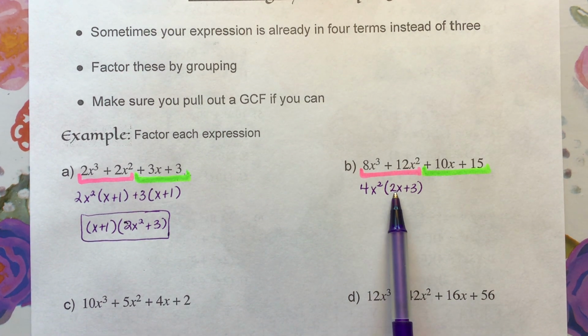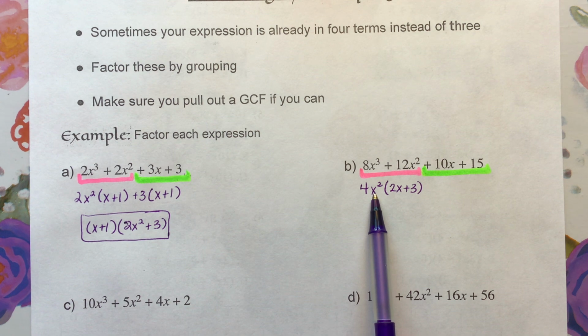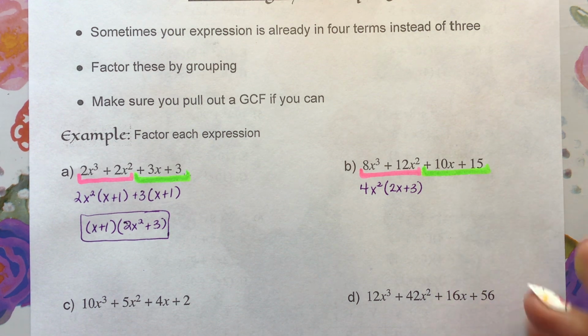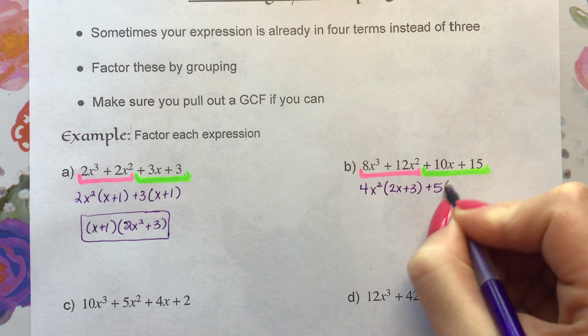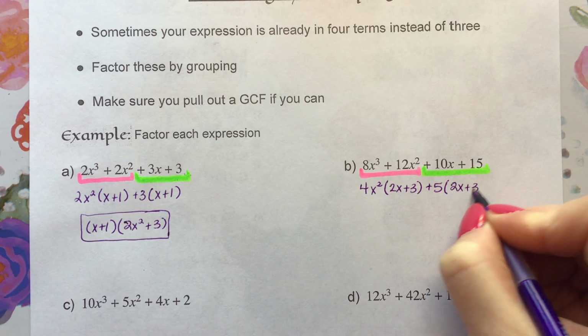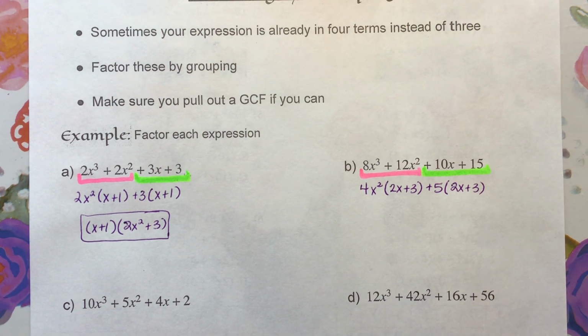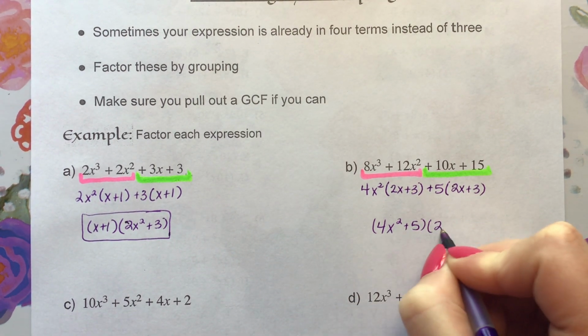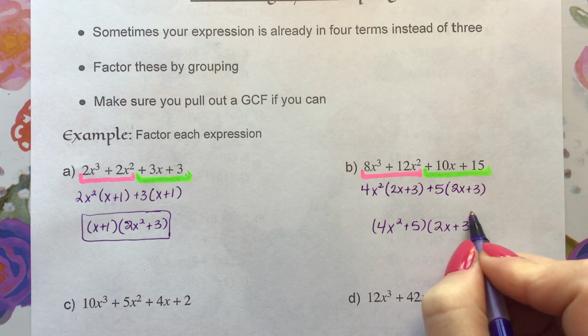8 divided by 4 is 2. X cubed with an x squared pulled out is x. 12 divided by 4 is 3, and x squared with an x squared pulled out, there are no x's remaining. Now I'm going to pull out the GCF of the part underlined in green, and that is going to be a positive 5. What do I have remaining when I divide each term by 5? I've got 2x plus 3 remaining. So now it's time for us to rewrite this, and that will be our solution. We will have 4x squared plus 5 times 2x plus 3.